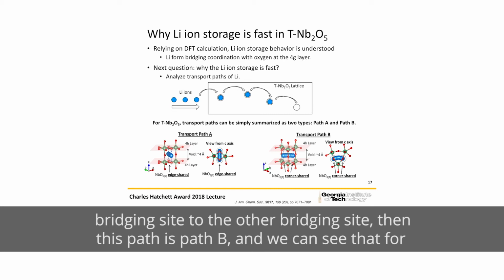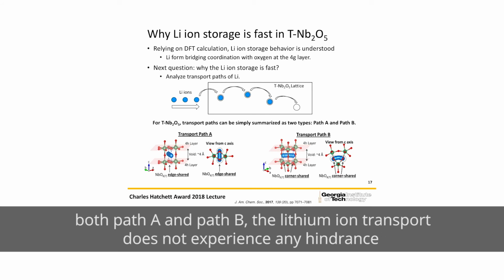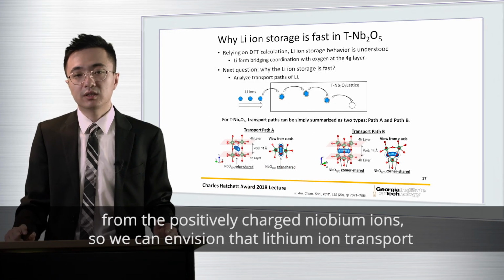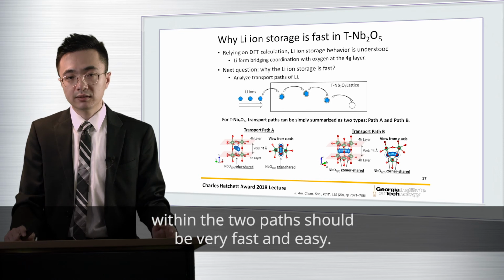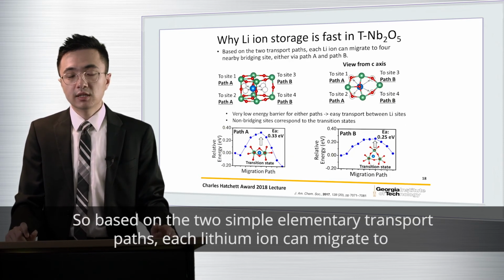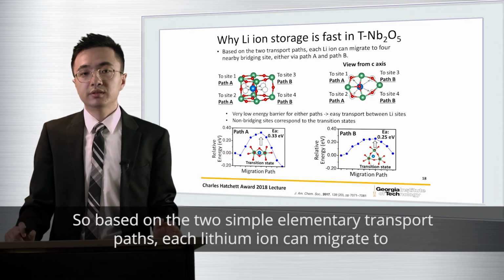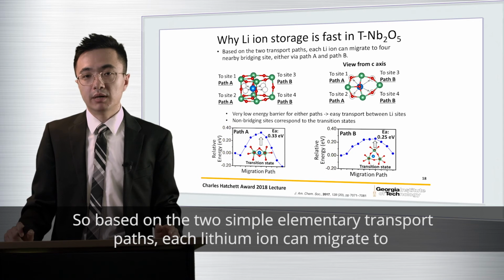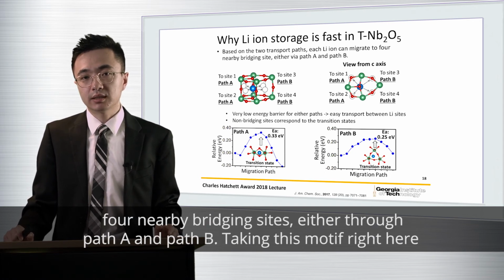And we can see that for both path A and path B, the lithium ion transport does not experience any hindrance from the positively charged niobium ions. So we can envision that the lithium ion transport within the two paths should be very fast and easy. So based on the two simple elementary transport paths, each lithium ion can migrate to 4 nearby bridging sites, through either path A or path B.